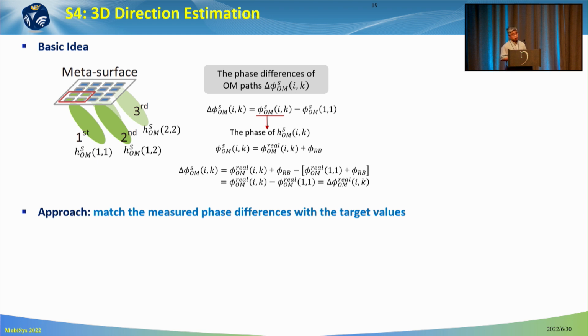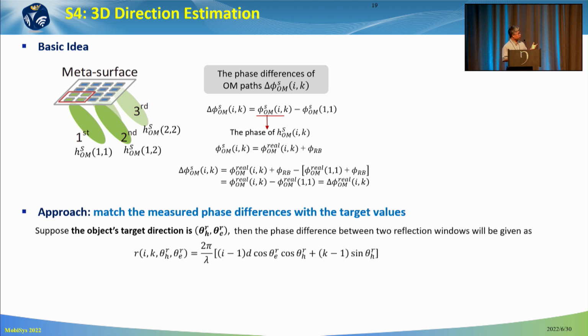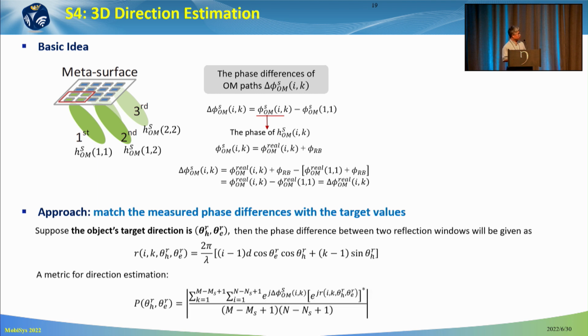Then how do we determine the directions? Suppose the target direction is theta R, theta E, and theta H R. Okay, that's a target value. And from this value, we can derive the phase difference between different windows. Then we will match this value with the measured value. And this is a simple way.